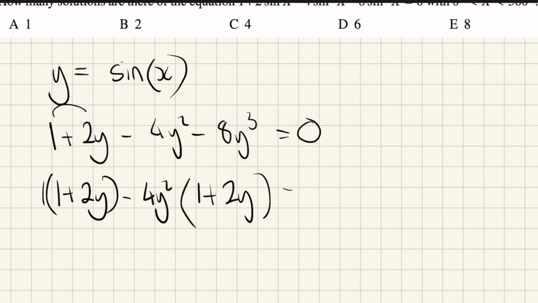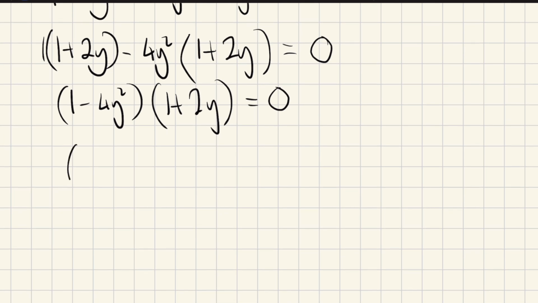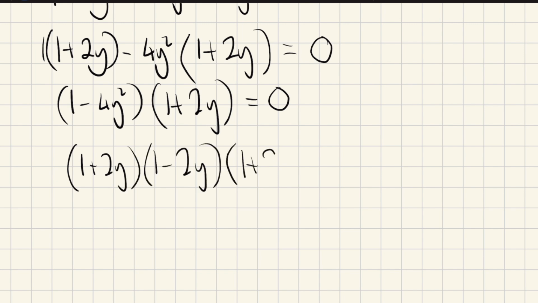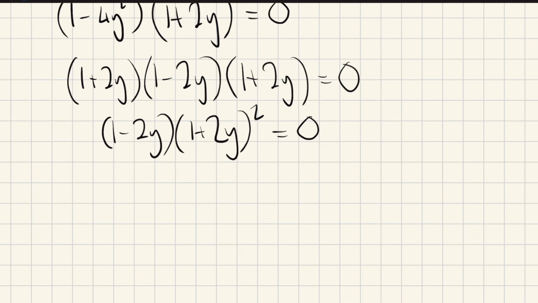Equals 0. The full factorization is 1 minus 4y squared. You should be thinking, that's a difference of two squares. It's going to come in handy later. Now we can factorize, and this is going to produce 1 plus 2y, and then 1 minus 2y, times that 1 plus 2y that we had before, and then we can just tidy it up a little bit: 1 minus 2y and 1 plus 2y all squared, the second bracket just squared.